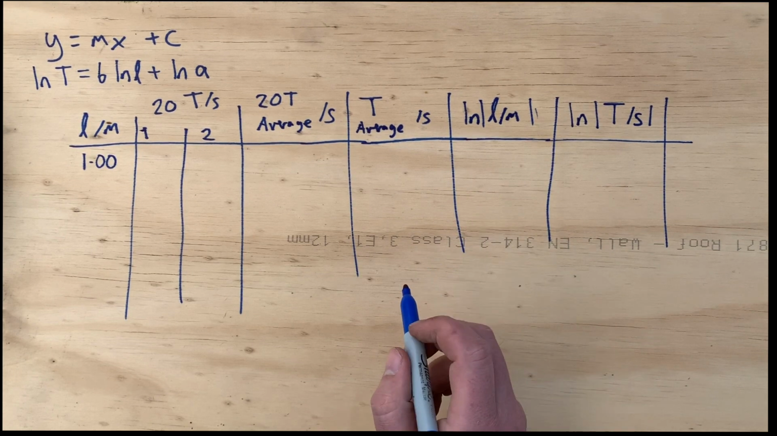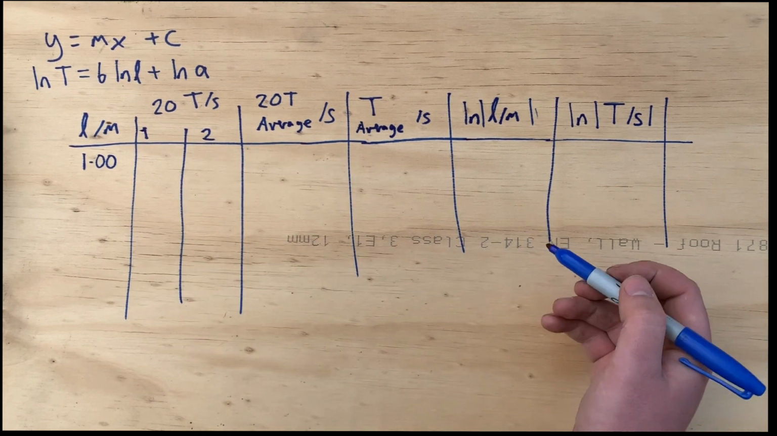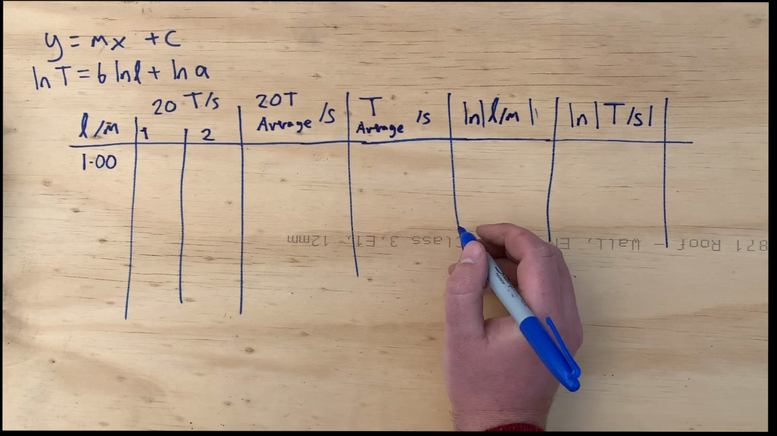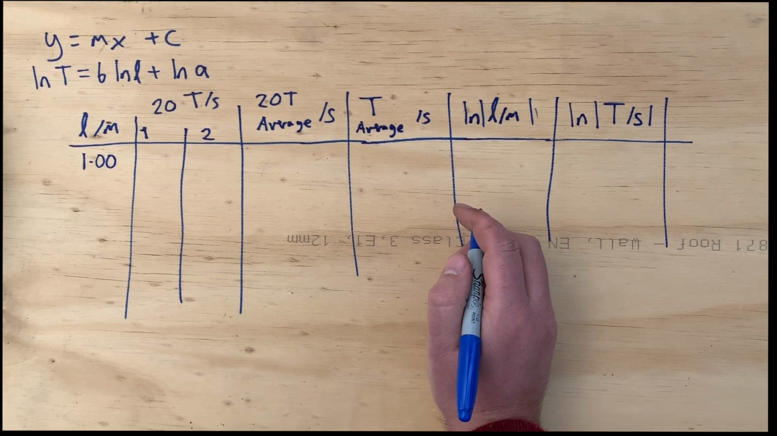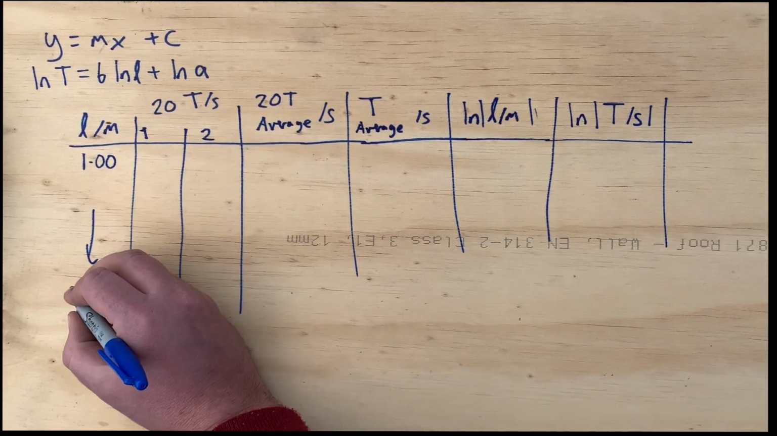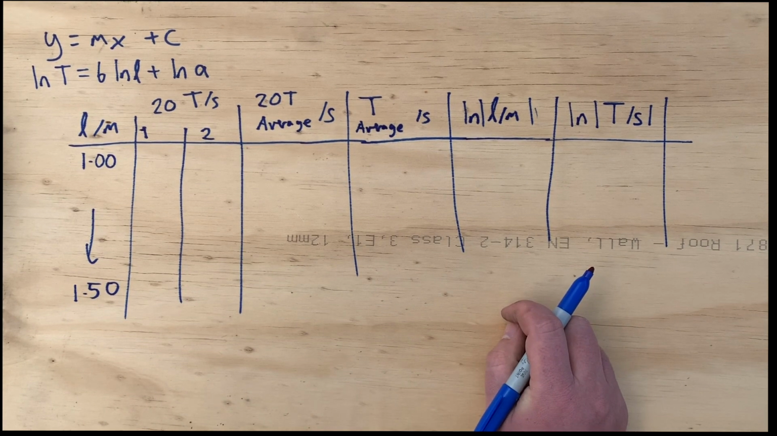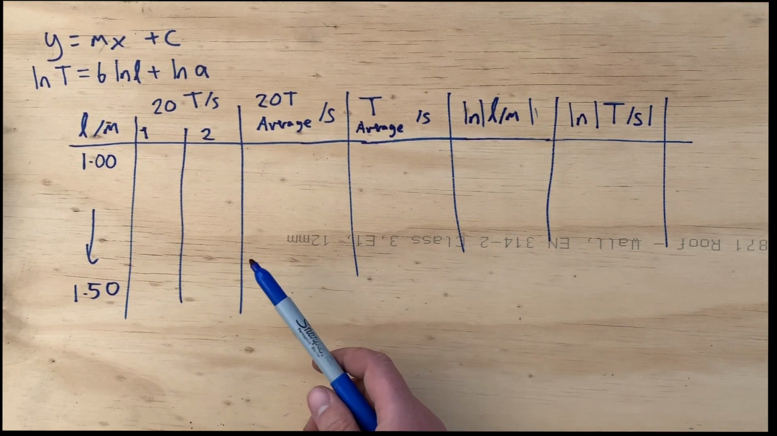And actually, thinking about positives and negatives, when you get your results, the natural log of L could be negative if you went from 0.5 meters to 1 meter. So if you've gone from 0.5 meters to 1 meter, I haven't, I've gone to 1.5. But if you have, then you're going to be doing your graph in the third quadrant. So make sure you know that when you start to draw your axes out. So anyway, we've got this, we're going to populate it with data.